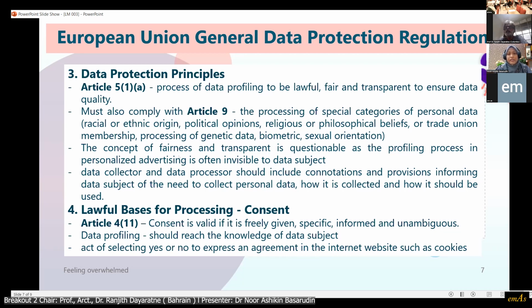The issue of fairness and transparency is actually questionable, because we don't know how the system processes our information. How to ensure fairness and transparency is by the provisions informing the data subject, which is us as the online users, of the need to collect personal data, how it is collected, and how it should be used. That's how to ensure fairness and transparency in collecting personal data.